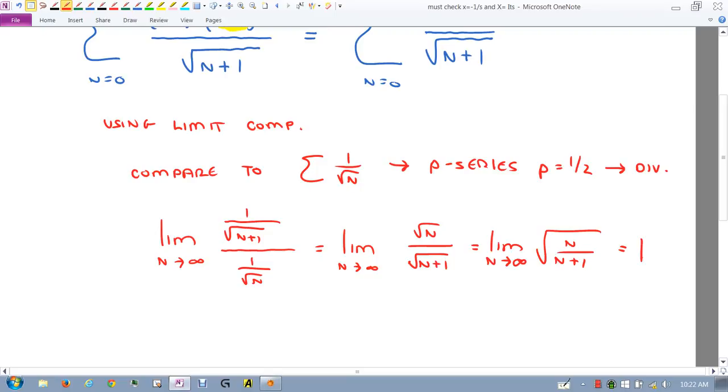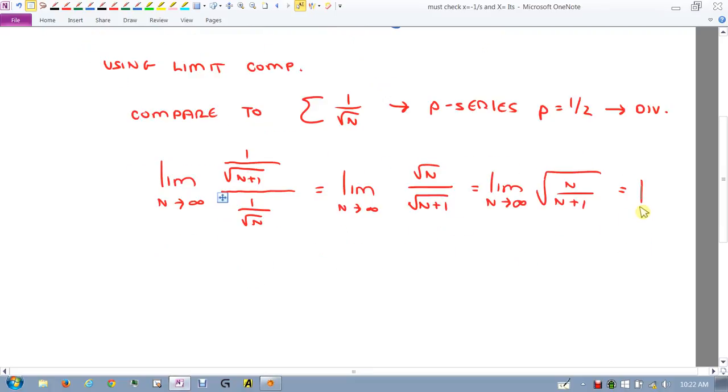You understand? Now, there were some conditions that we had to have that I didn't write down here. For the comparison test, both of the series had to be positive, which they were, right? I didn't state it, but I just want to make sure you're aware. If this were an alternating series, we couldn't do this test. We good? Conclusion? Our series does what? Diverges.